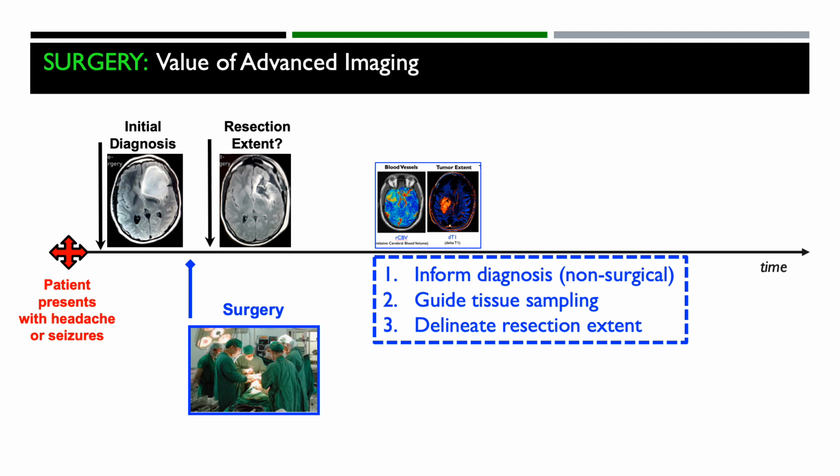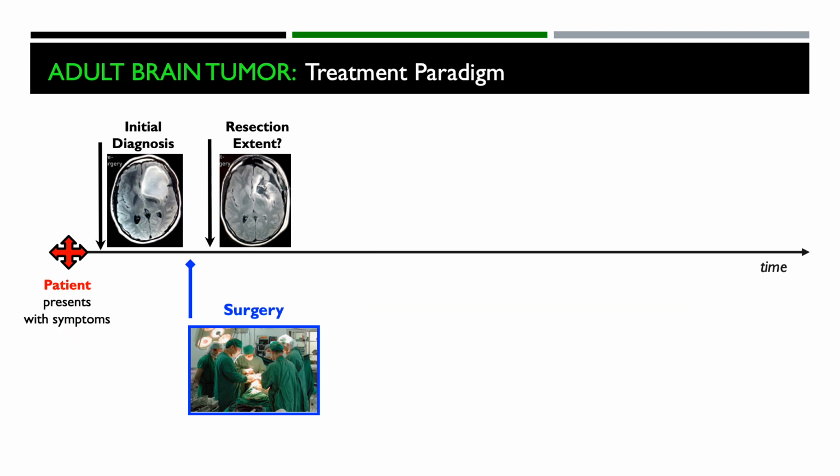So in summary, as this first step of the treatment paradigm, the value of advanced imaging is that the rCBV maps can inform diagnosis, give you some indication of how aggressive the tumor is, guide tissue sampling, guide the biopsies towards the site of the tumor that looks to be the most aggressive, and then with our delta T1 maps to delineate the extent of resection. So important uses for these new imaging biomarkers.